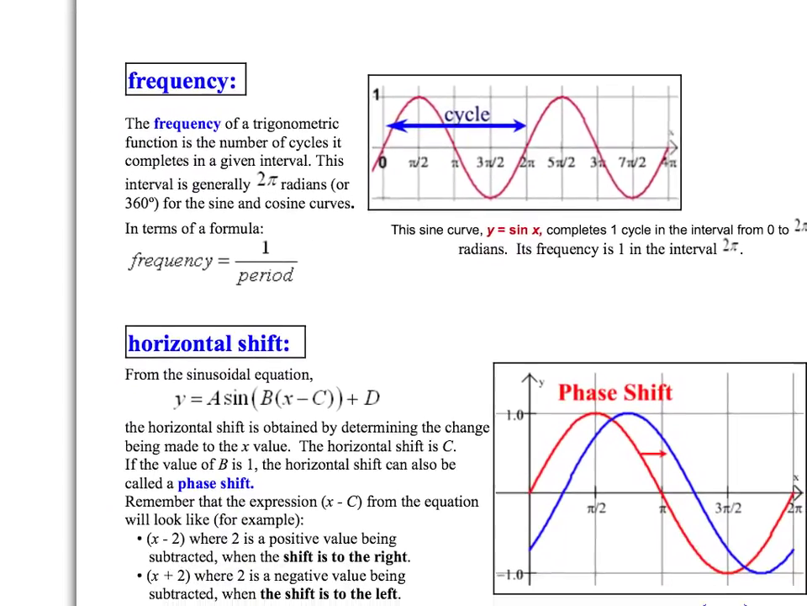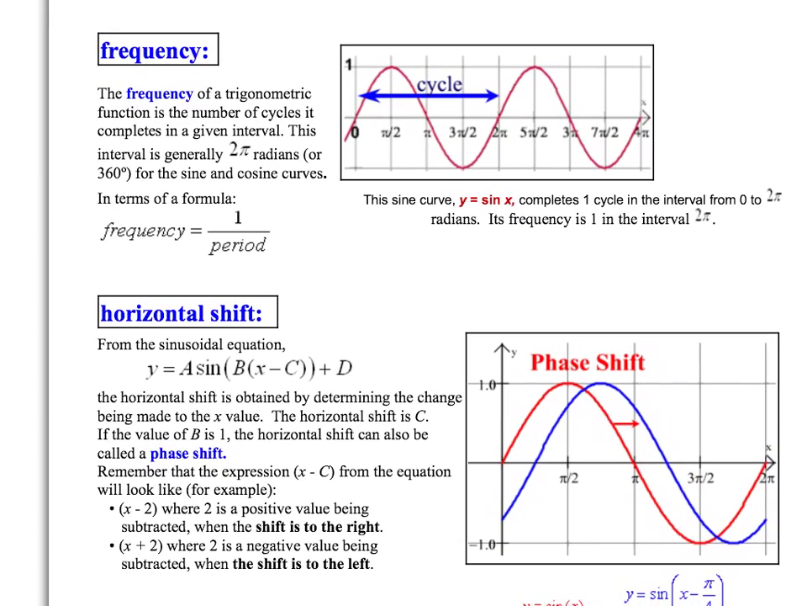Another term we have is frequency. The frequency of a trig function is the number of cycles it completes in a given interval. Usually we look at from 0 to 2 pi. So if I look at this picture here, I'm going to draw the cycles. The black is one cycle. The blue is another cycle. So I can see that I have 2 cycles in that picture. However, if I only care about 0 to 2 pi, it's only from here to here, I only see 1 cycle. So the frequency we would say is 1.